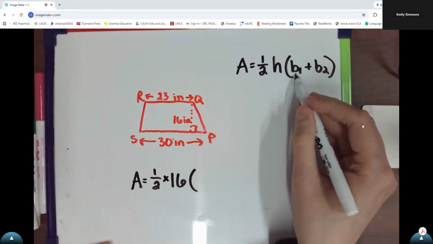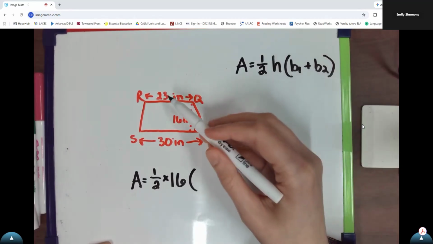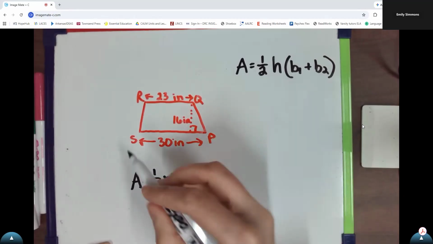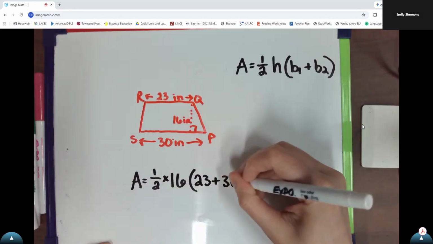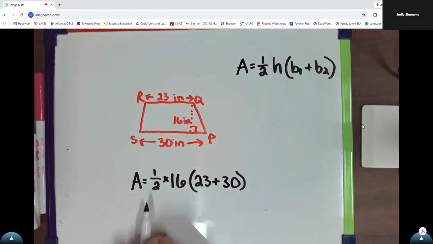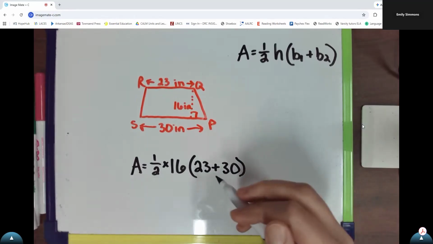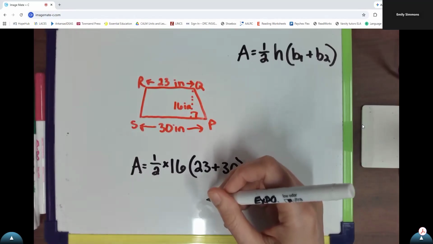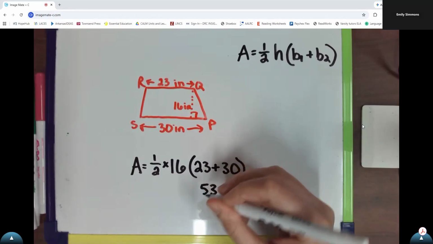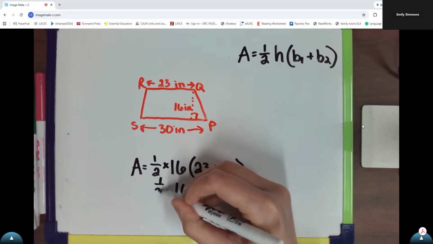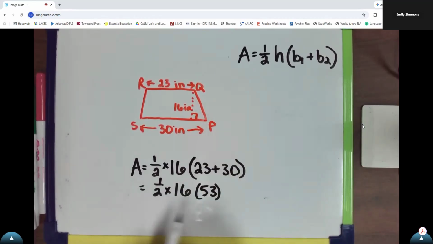So in the parentheses, we've got base 1 plus base 2. So base 1, our top base, was 23, plus base 2, the bottom base, was 30. Now to solve this, we've got 1/2 times 16 times 23 plus 30, and those were in parentheses. We do the 23 plus 30 first because it's in a set of parentheses. 23 plus 30 is 53. And I'll leave the parentheses around it because it makes it a little easier to see the multiplication. And I'll bring everything else down.